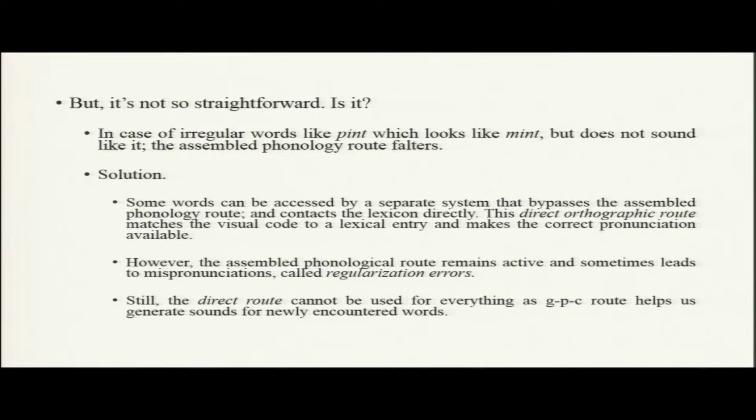However, the direct route cannot be used for everything, as the GPC route will help us generate sounds for newly encountered words. For example, if you are reading a word for the first time in your life, say a word like psychology, or interesting words like genre, and you have not heard them being said earlier, you are more likely to use the assembled phonological route and then come up with incorrect pronunciations. So the direct route can only make available correct pronunciations for words that you already know or words that you've heard earlier in time.